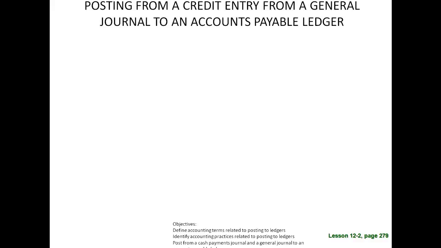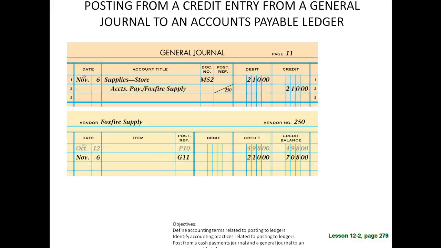Okay, so posting from a credit entry from a general journal to an accounts payable ledger. Now, these are slides that come from the book, so I didn't actually write that heading, but I feel like those are a lot of froms.